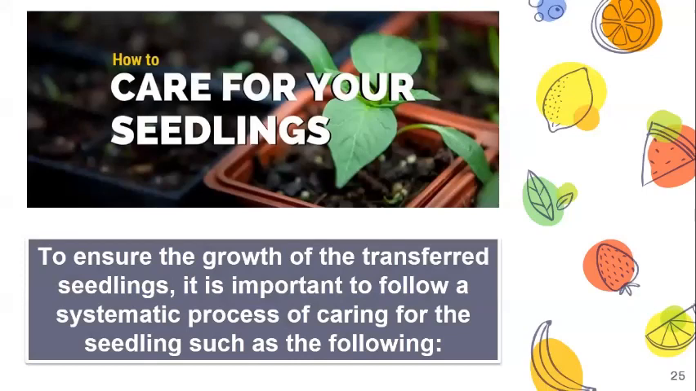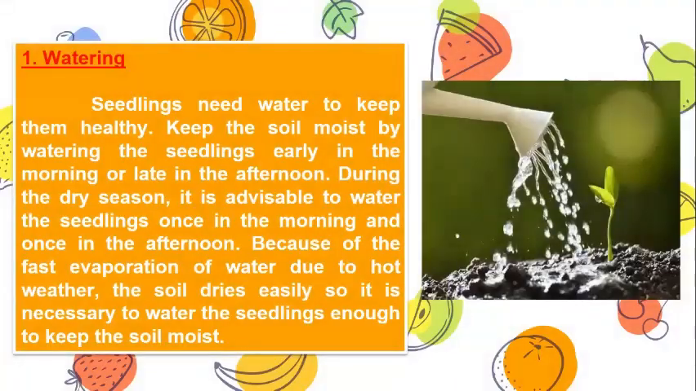So we have here how to care for your seedlings. To ensure the growth of the transferred seedlings, it is important to follow the systematic process of caring for the seedling, such as the following. 1. Watering. Seedlings need water to keep them healthy. Keep the soil moist by watering the seedlings early in the morning and late in the afternoon.